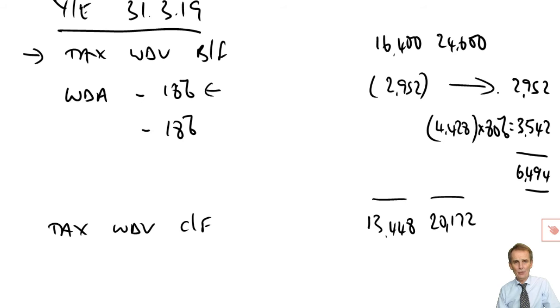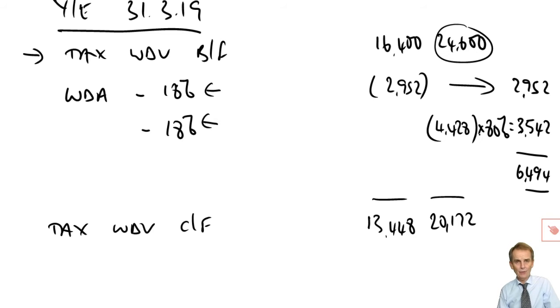The asset with private use by the proprietor is the car, a car that is in that middle group, as it were, of CO2 emissions. It's not low emission, it's not high emission. It means that we get a WDA, but the WDA is at least the higher level of 18% there. That 18% is computed on, again, that tax written down value brought forward. That hopefully again gives us 4428 there.